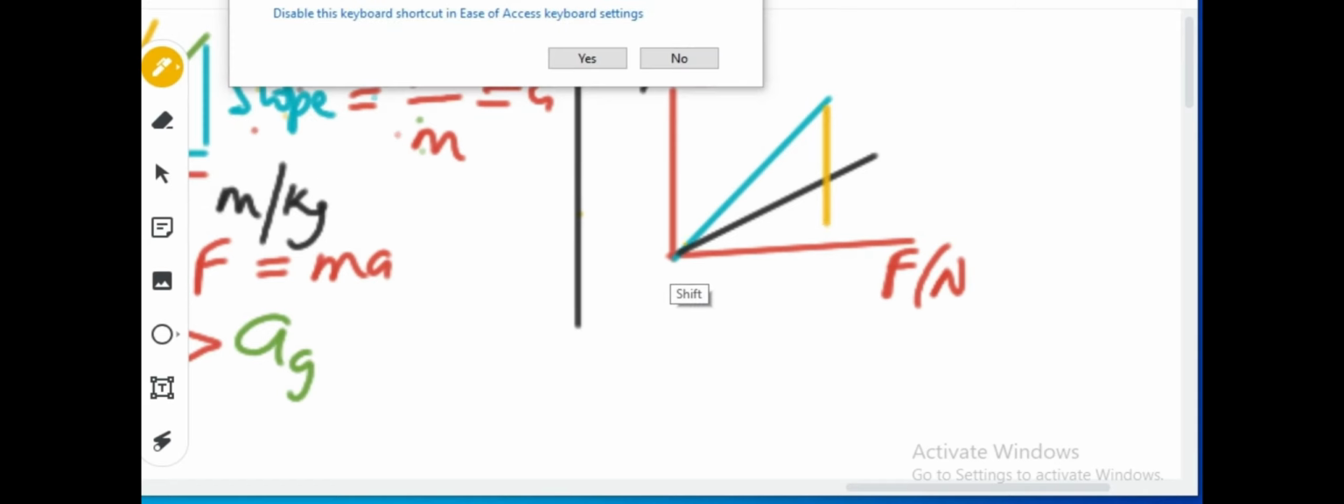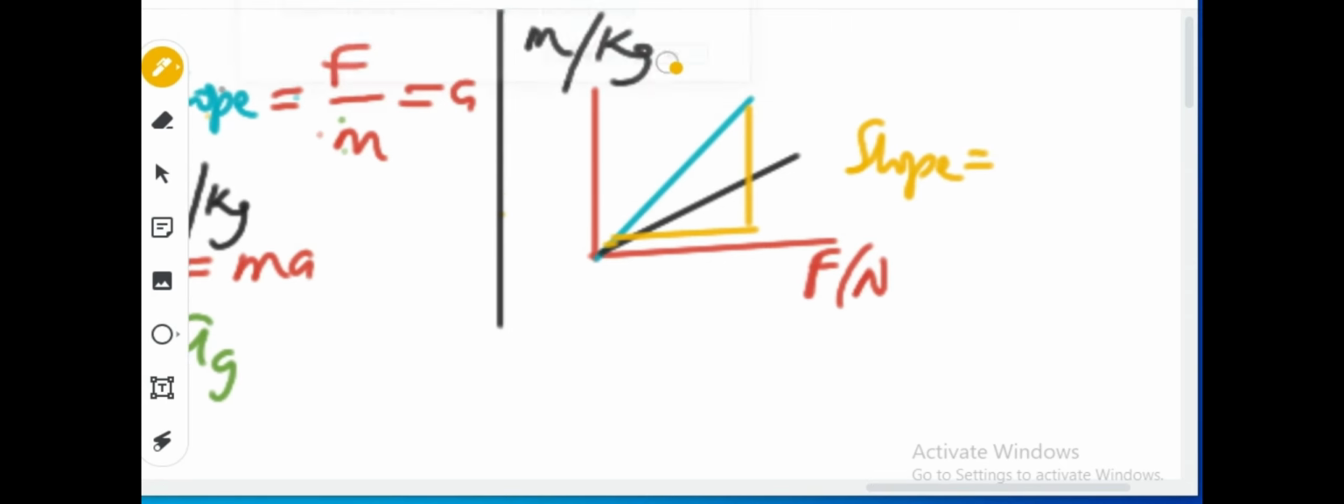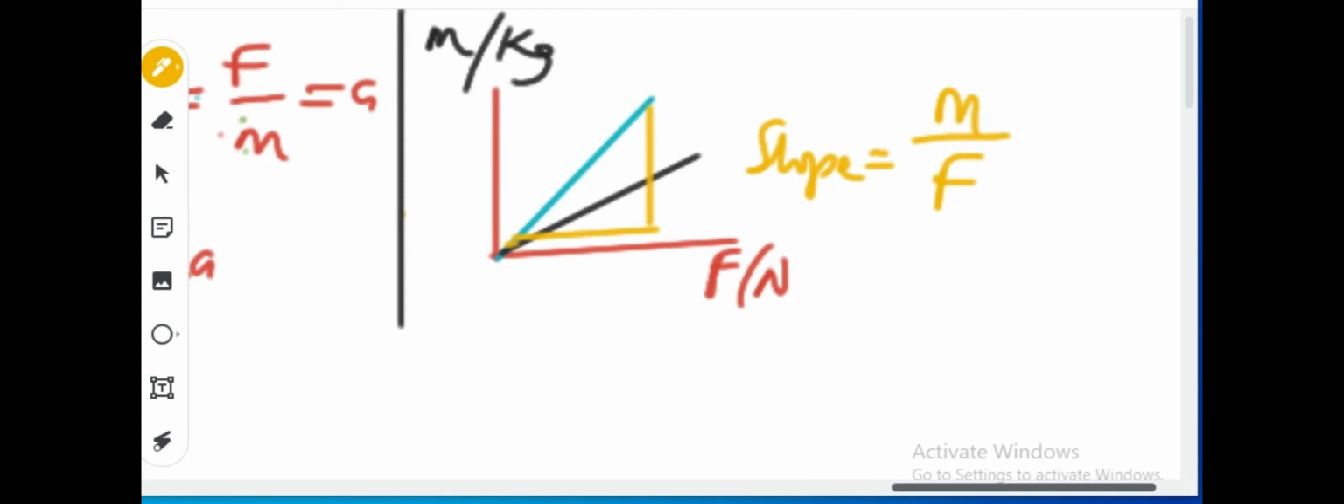Are you getting this? Yes, sir. You said the slope will give me what? 1 over a. Slope is rise over run. What's the rise? Mass over force. And mass over force will give me 1 over acceleration. Which one has a bigger acceleration? The black, because it's the other way around.